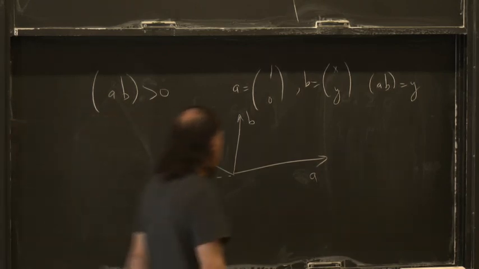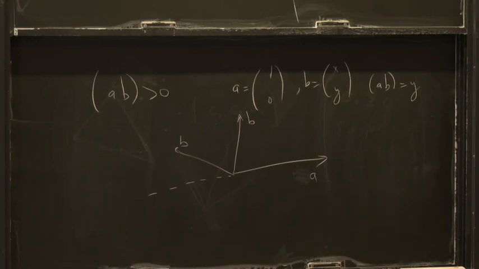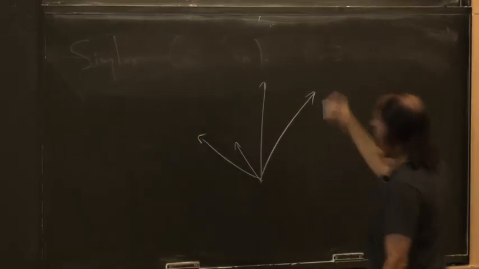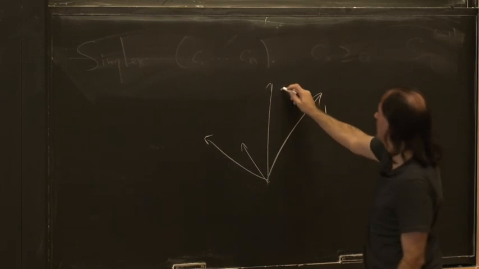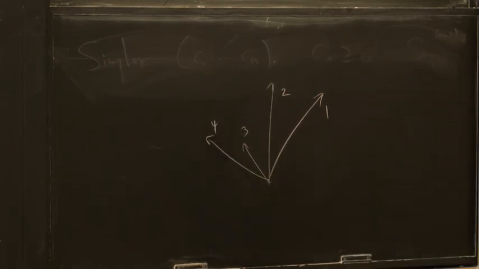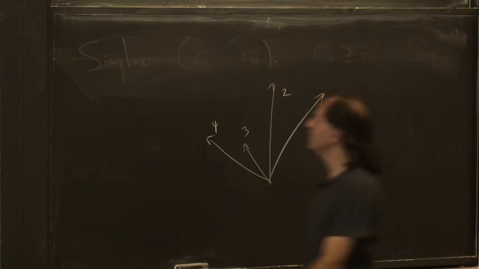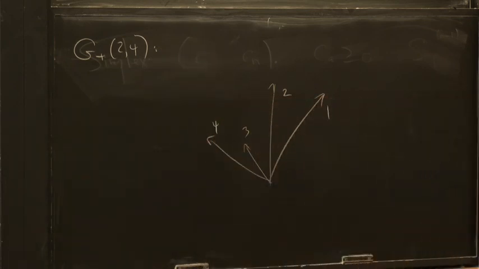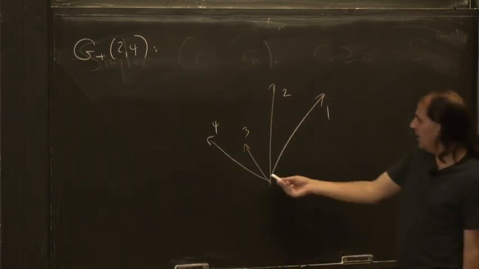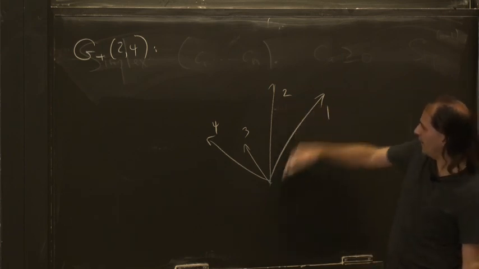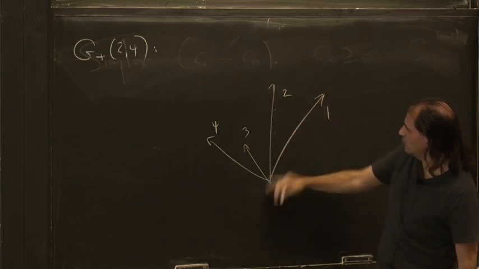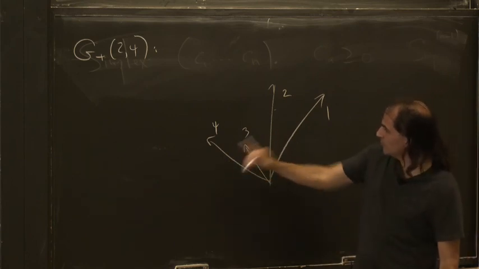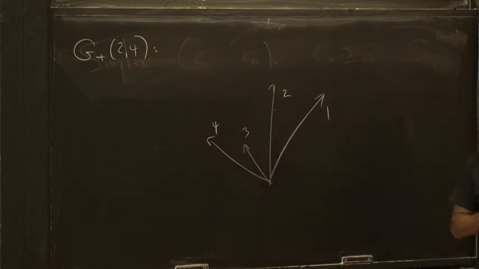So let's just see what some configuration looks like. Let me actually draw you what the typical configuration looks like. Okay, so that's what it looks like for a typical configuration in G plus (2,4). Let's see again why it's true. Well, 2 is on the right side of 1, 3 is on the right side of 2, 4 is on the right side of 3, but also 4 is on the right side of 2 and 3 is on the right side of 1. Okay?